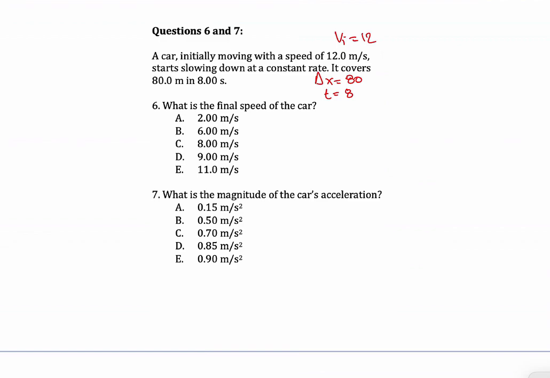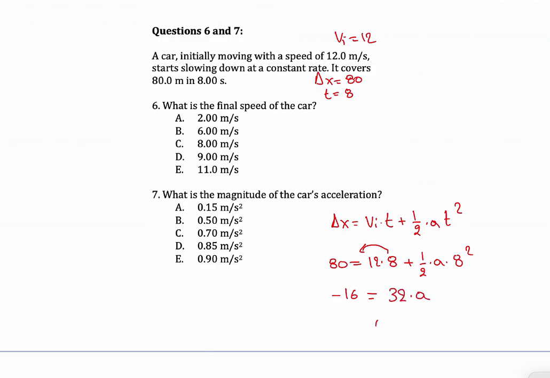I believe that first we're going to find the acceleration from the law of the delta x. Delta x is equal to v initial t plus 1 over 2 at squared. We'll find the acceleration negative, but the question is about the magnitude of the acceleration. So the v initial is 12, the time is 8, 1 over 2 a times 8 squared. Now 80 minus 12 times 8. So if we take this to the other side, the result is negative 16. This is equal to 64 divided by 2, 32a. So the acceleration is negative 0.5 meters per second squared.